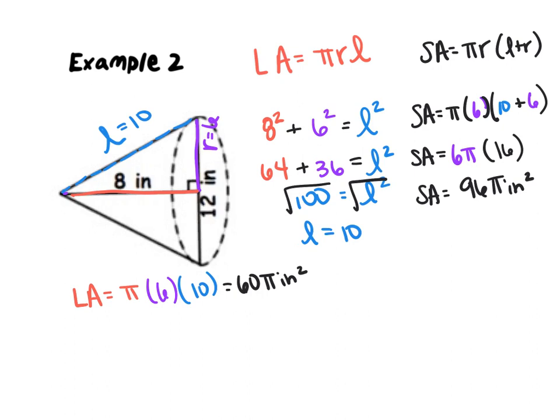If I want their approximate values or their estimates, for the lateral area, I would do 60 times 3.14, and I get 188.4 inches squared. And for the surface area, I would do 96 times 3.14, and this is equal to 301.44 inches squared.